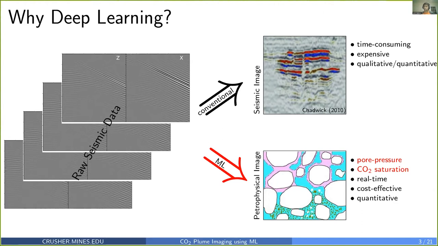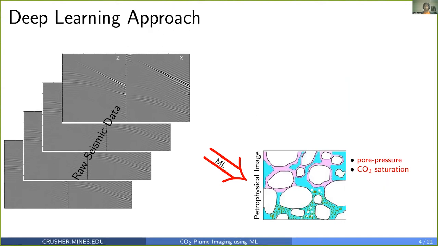If we are able to do that, then this method becomes cost effective. It can be done in real time. And obviously, if we are able to predict pore pressure changes and CO2 saturation changes, then this method becomes quantitative. So in this talk, I'm going to introduce a method for estimating the changes in pore pressure and changes in saturation due to CO2 injection in the subsurface directly from seismic data by bypassing the conventional processing flow.